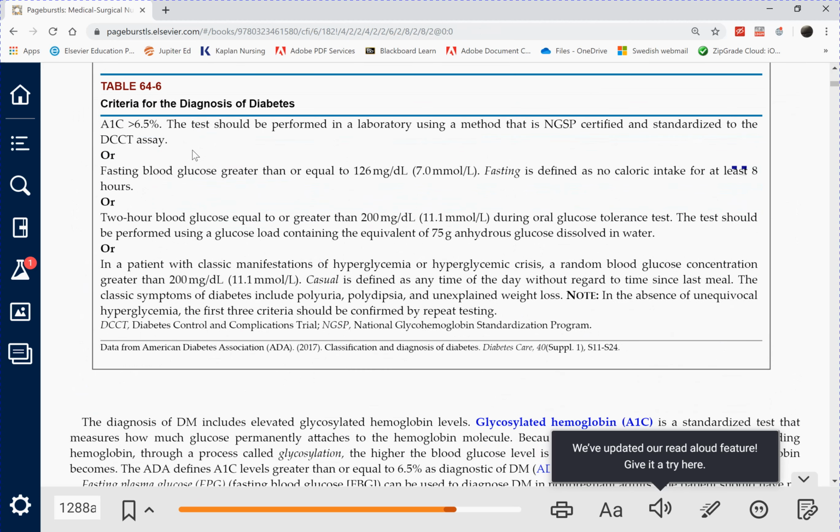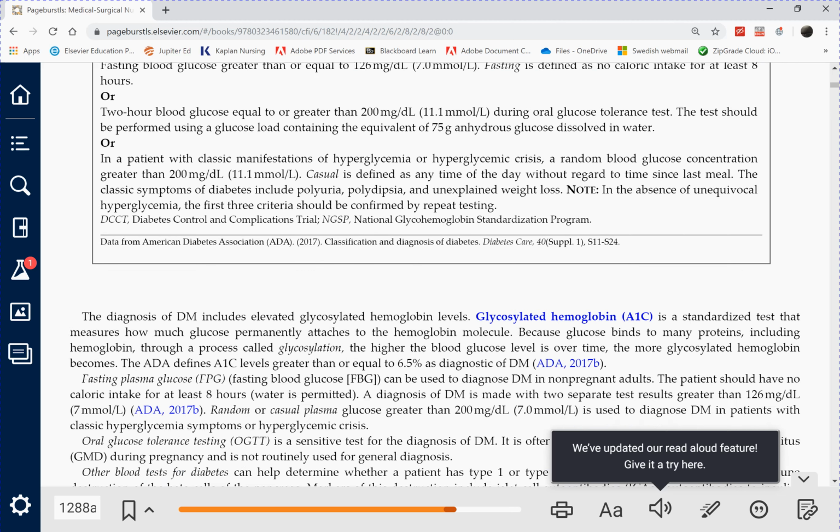Because it cannot be affected by the patient's habits during the past week. For them to cheat this, you would have to be cheating for a whole 120 days. You can't cheat data over 120 days, which is again the lifespan of your red blood cells.